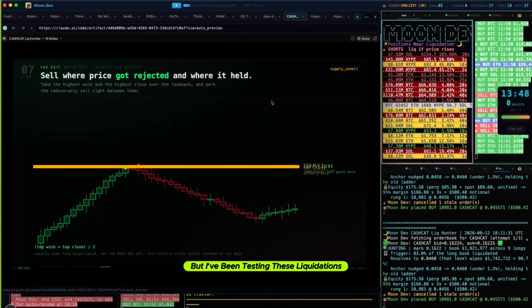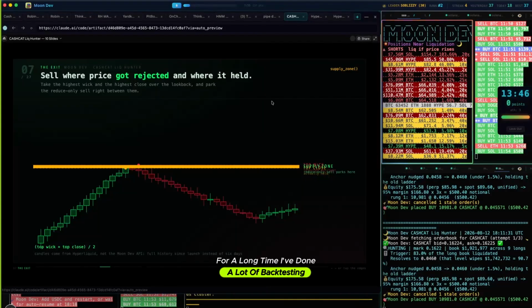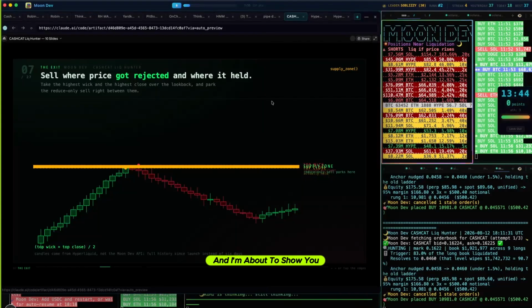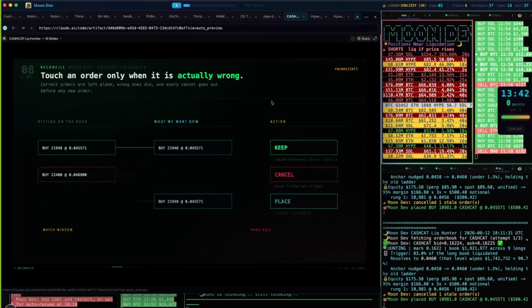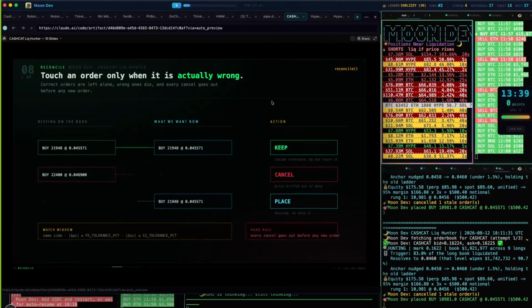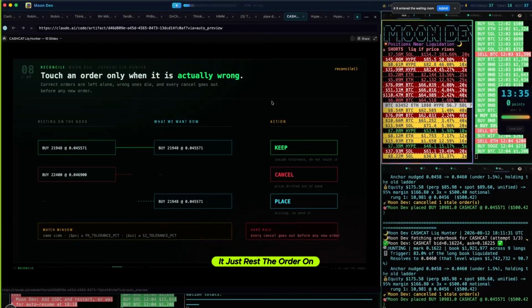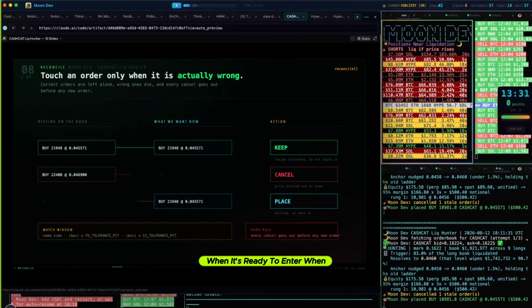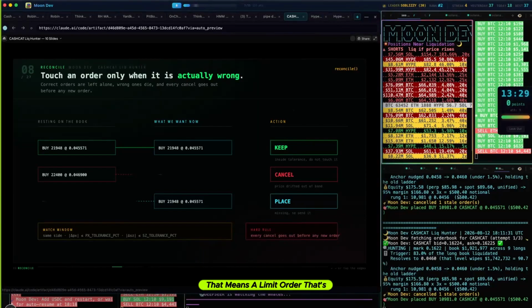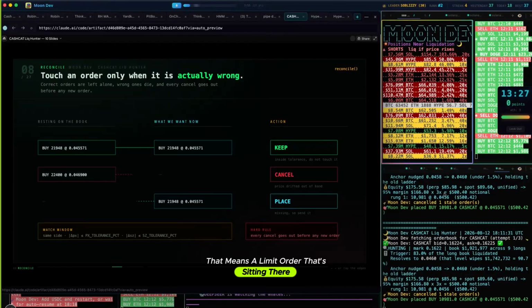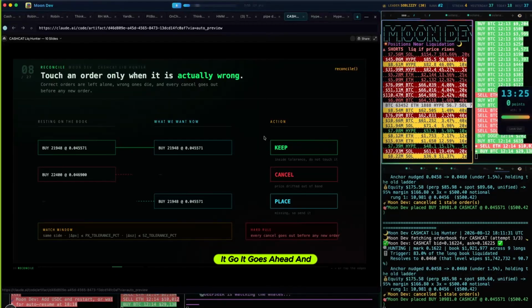But I've been testing these liquidations for a long time. I've done a lot of backtesting. So I'm building that bot out, and I'm about to show you all the code as well. You can see that it just rests the order on the book. And when it's ready to enter, when it hits that point, it just enters. I mean, it's a limit order that's sitting there. It goes ahead and cancels the orders every time it puts in a new order.